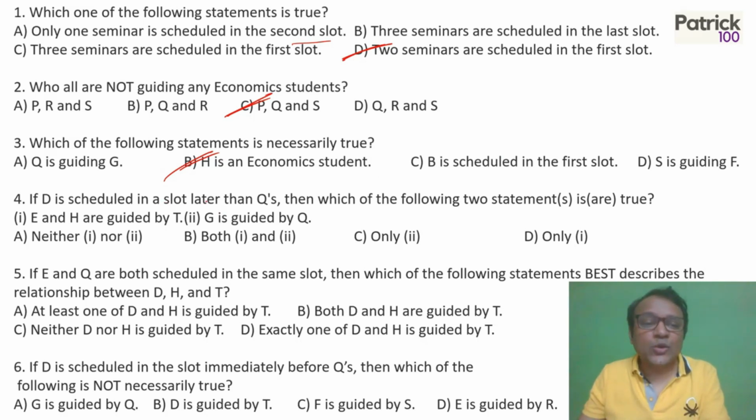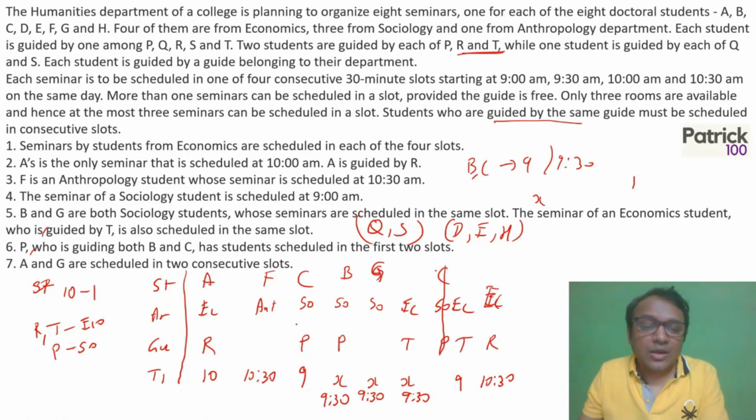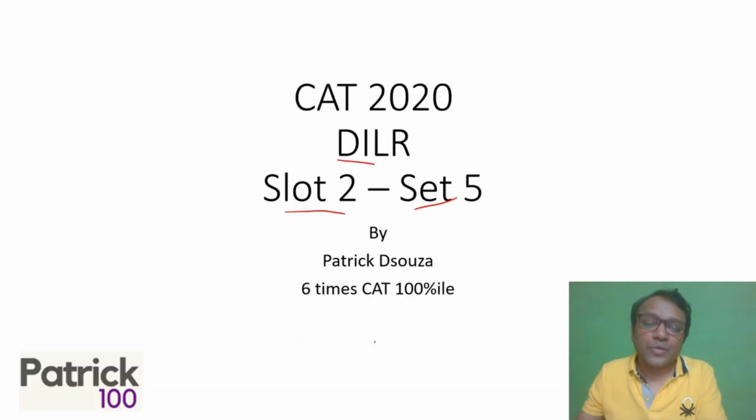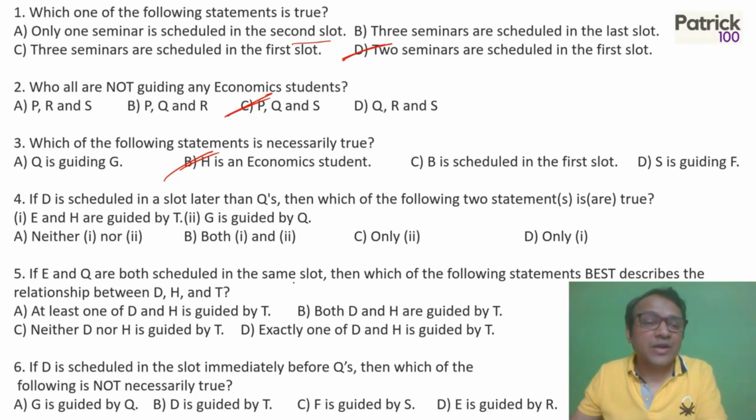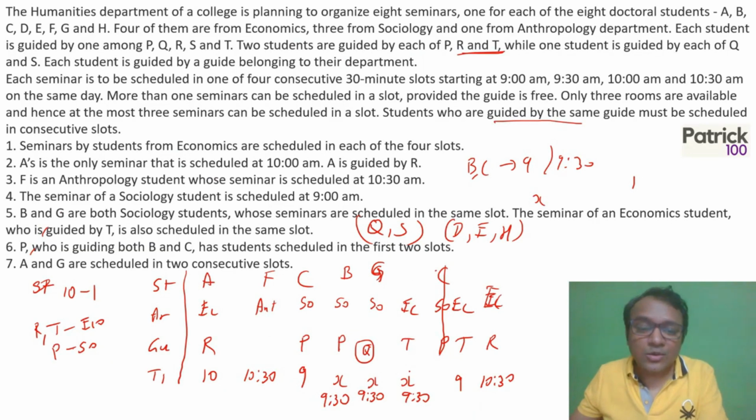If D is scheduled in a slot later than Q's, okay. If I look at where Q can be, Q can be 9:30 or 10:30. If D is later, then Q has to be 9:30. So I'll just put a circle to indicate 9:30, right? If Q is 9:30, D will be after that. The 10:30 slot means one of them. So D will be at 10:30. So Q is at 9:30 and D will be at 10:30 because these are the only things that are left.